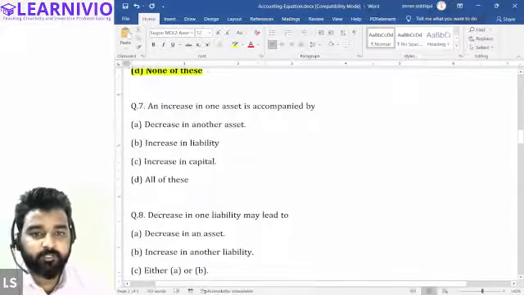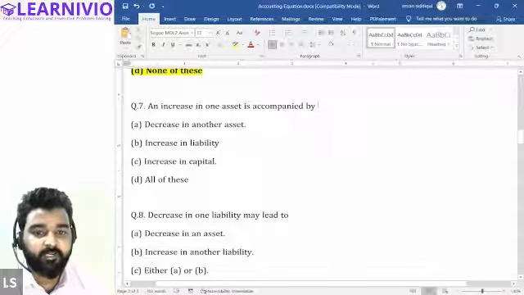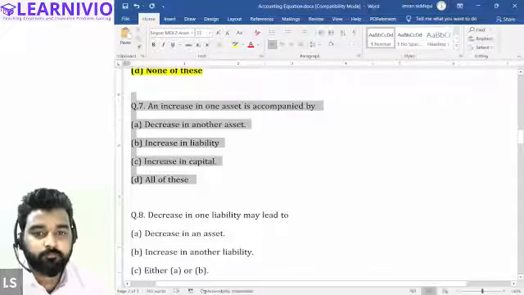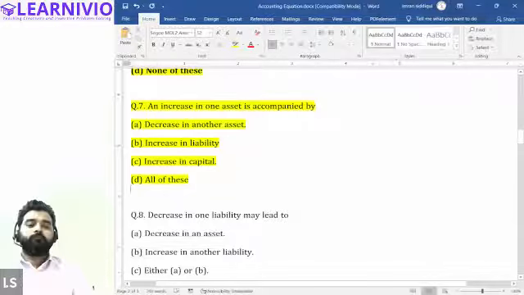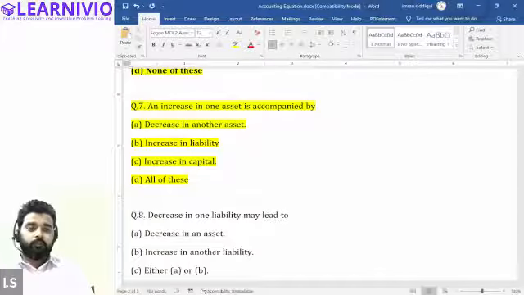Now, next question. An increase in one asset is accompanied by... All of these. Okay, Sameeksha.